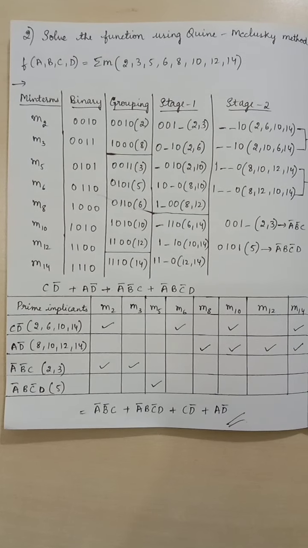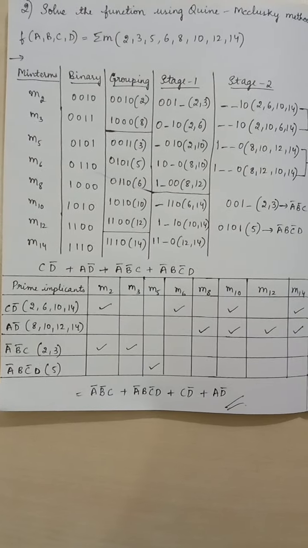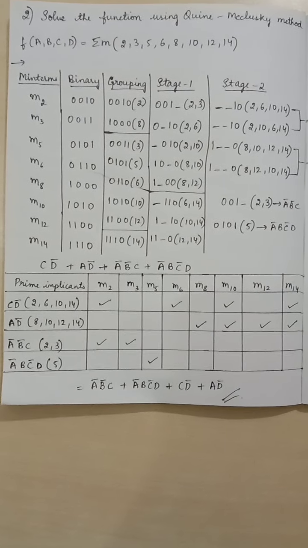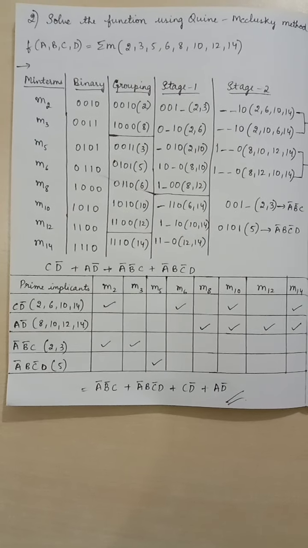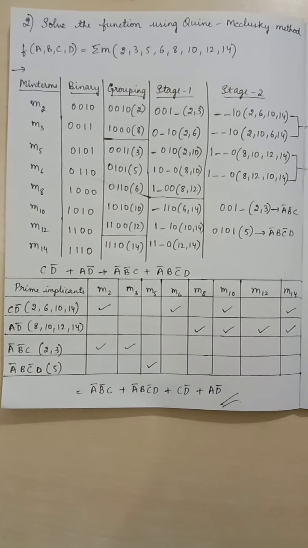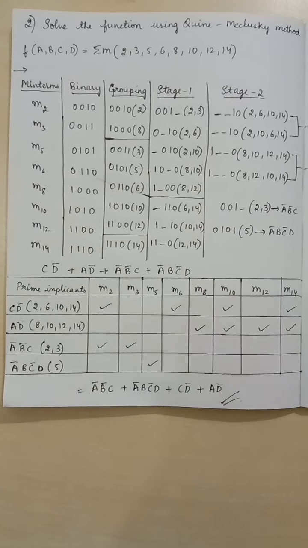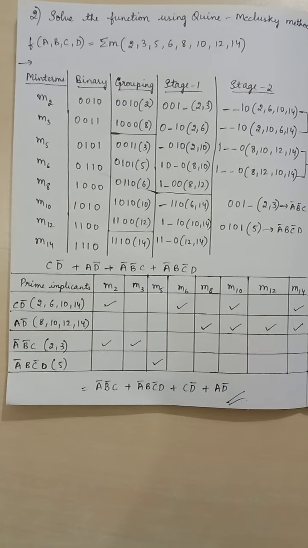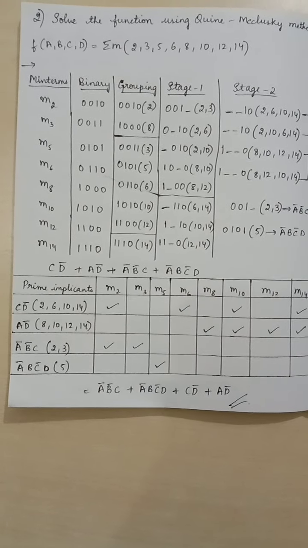The final step is to form the equation out of this table. First, a column with a single tick mark is searched. Let's start from the first column. M2 has 2 tick marks, so let's neglect it for a while. Next, let's check column M3, which has only one tick mark in the row A bar, B bar, C. So, in the final equation, A bar, B bar, C is written. Next, column M5 also has one tick mark at row A bar, B, C bar, D. So, A bar, B, C bar, D is added to A bar, B bar, C.